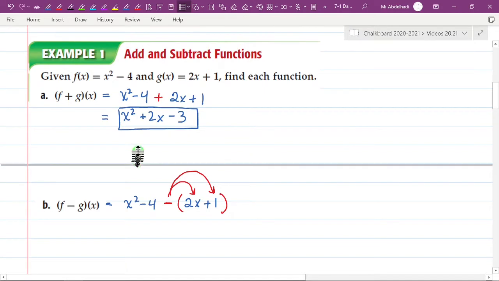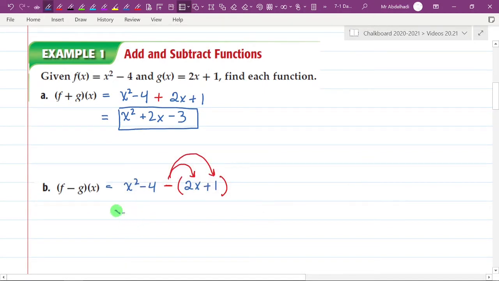Okay, how about the subtraction? Well, we set it up correctly by putting the negative and the parentheses, the red stuff here. So our next line is to just copy this exactly the way it is, because this didn't change. But now negative in front of a 2x becomes negative 2x, and negative in front of a 1 becomes negative 1. You can see here, that was a plus 1, this is now a minus 1. And that only happened because we used the parentheses.